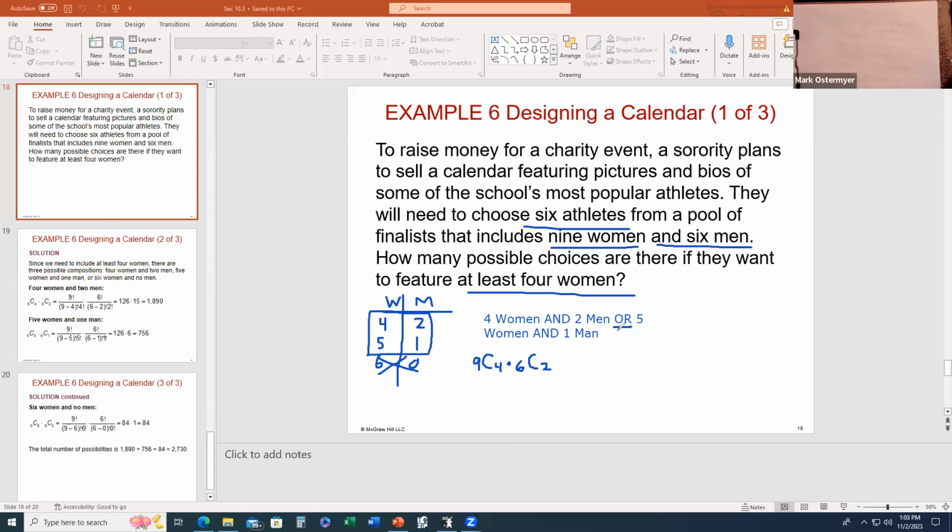Or, you know what or means, ladies and gentlemen? And means multiplication. And or means addition. We need to add. Plus, how many ways can I choose 5 women from 9 women if order does not matter? Well, that would be 9 in combination with 5.